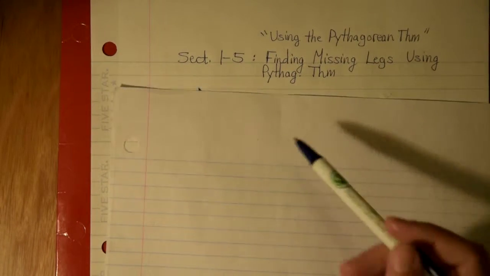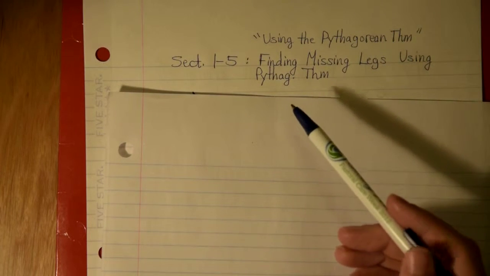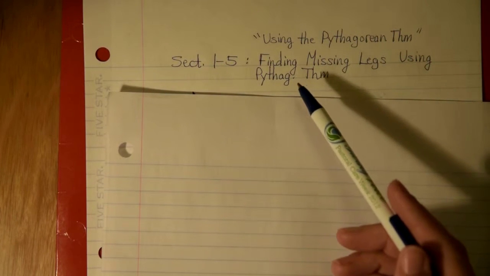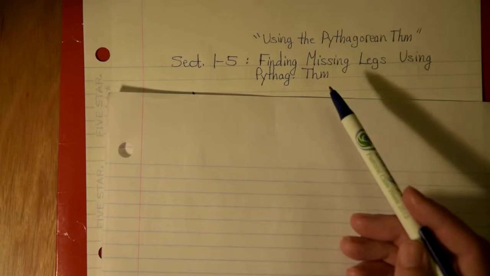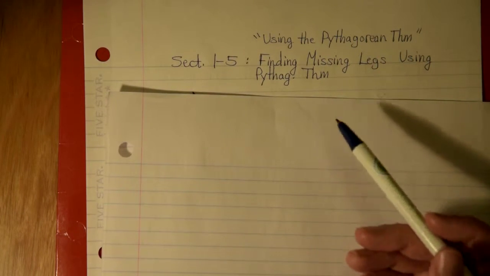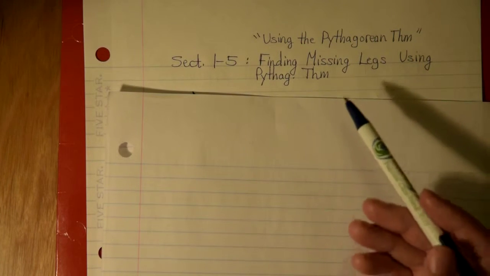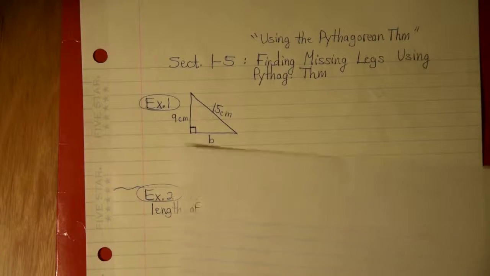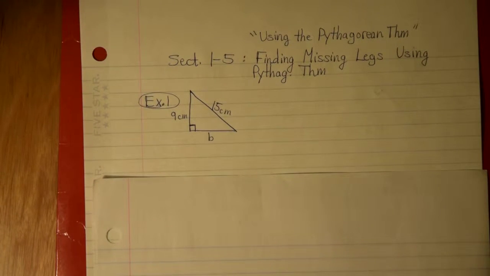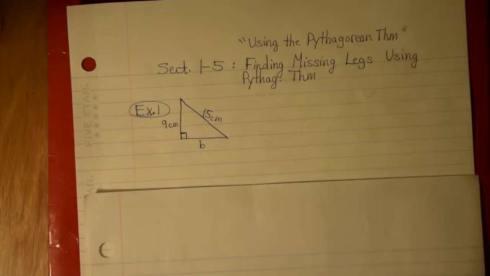Section 1.5 is called Using the Pythagorean Theorem, although I've renamed it because to me this makes a little more sense and tells you a little bit more about what you're doing. You're actually going to be finding the missing legs of a right triangle using the Pythagorean Theorem. So, just going through some examples.